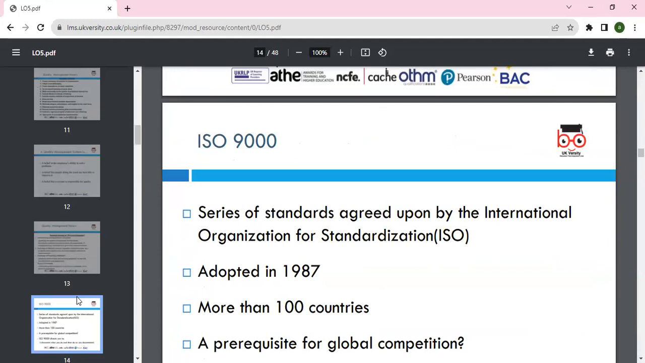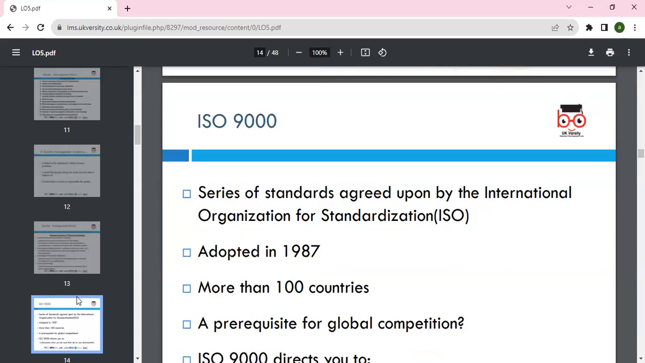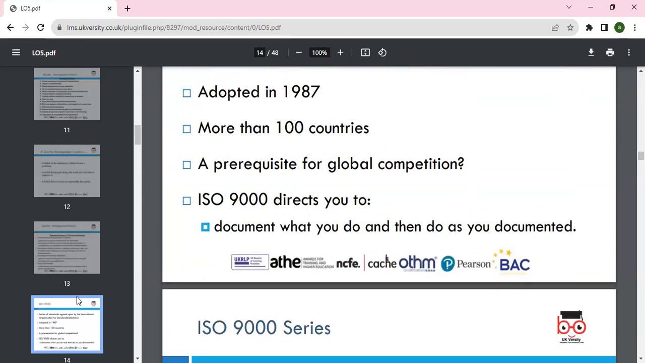ISO, as we discussed earlier: what you are saying is the same thing you are doing, and you have documentary evidence. If you are buying a water bottle or an energy drink that says it is 100% pure juice, it should be 100% pure juice. What they say on the pack should be contained in it, with documentary evidence. ISO works in more than 100 countries, and they issue the certificates.